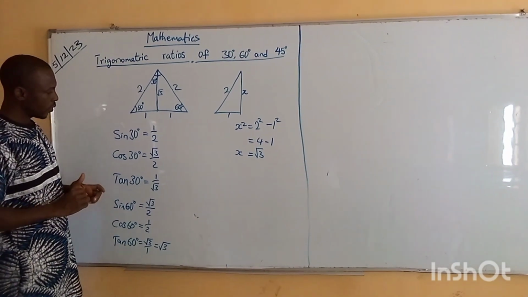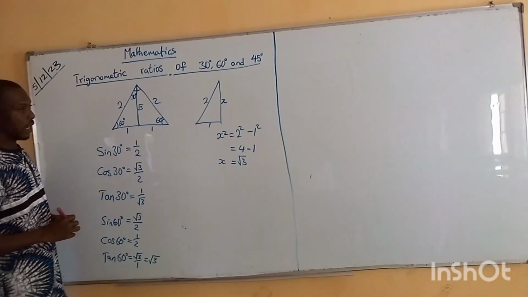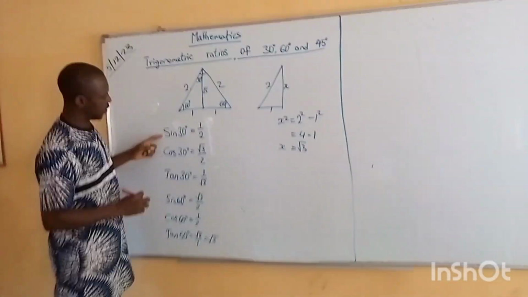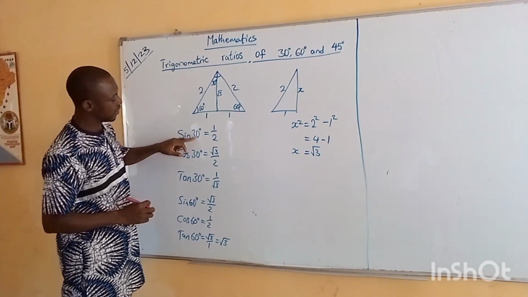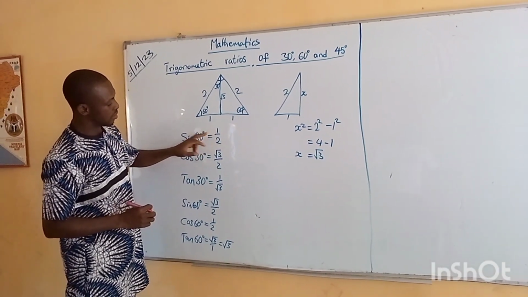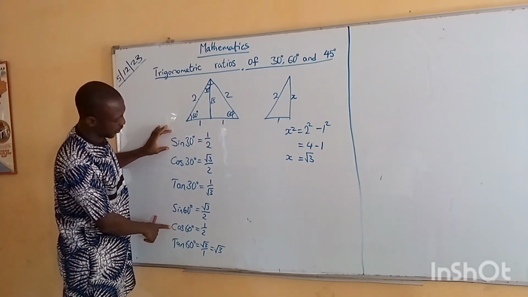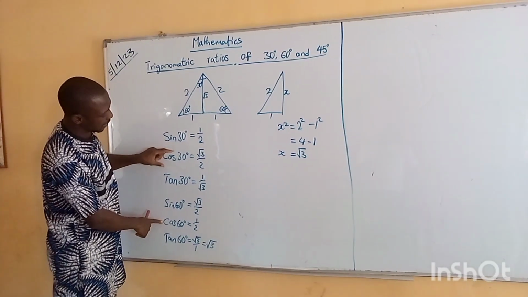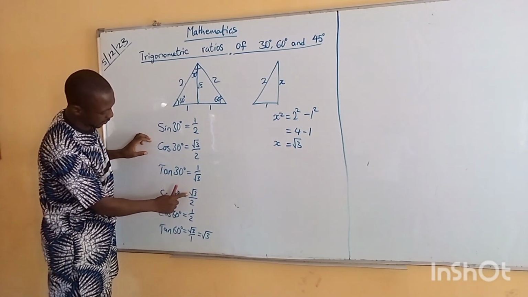So if you observe the values of all these angles here, you notice that sine 30 degrees is equal to cos 60 degrees, while cos 30 degrees is equal to sine 60 degrees.